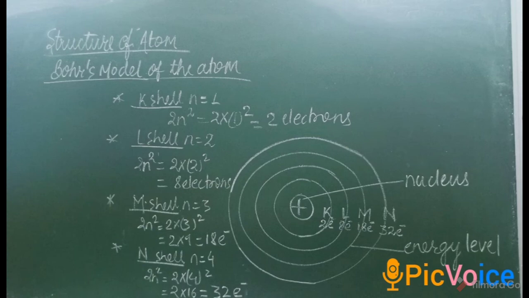Now in the M shell, n is equal to 3, so 2n² means 2 into 3², which is 2 into 9, equal to 18 electrons, meaning a total of 18 electrons are present in the M shell. Now next, the N shell, where n is equal to 4. So 2n² means 2 into 4², so 2 into 16 is equal to 32 electrons, meaning in the N shell the total number of electrons is 32.